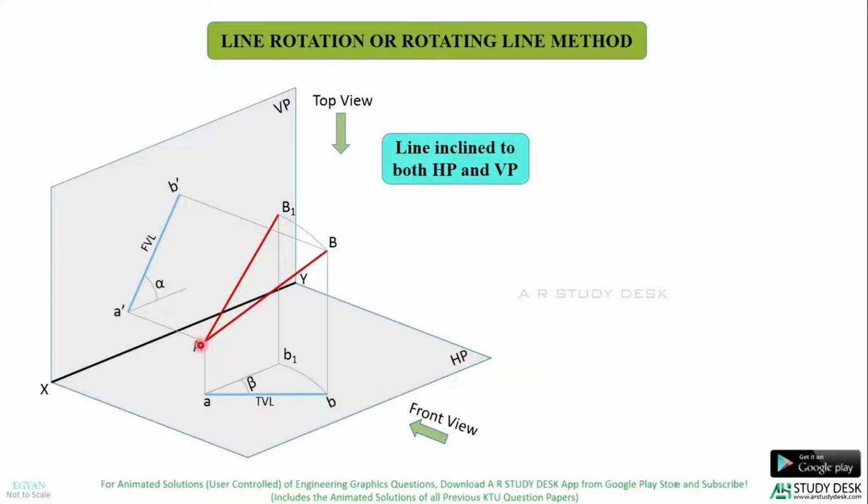Okay, so what is the angle made by AB1 now? Look at here. It will be theta. So this is the true angle made by the line with HP.